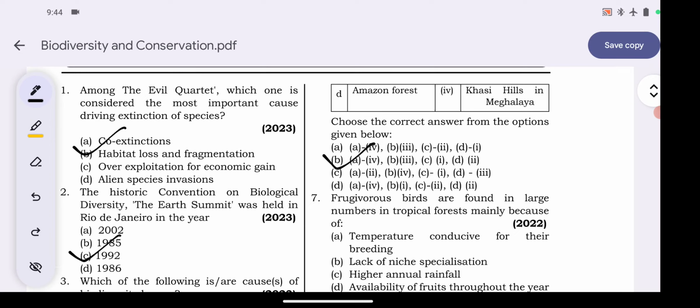Explanation. Khasi Hills in Meghalaya are sacred groves. Zoological Park is an ex situ conservation strategy. Amazon forest releases large quantity of oxygen. Nile perch is an alien species. So B option is the correct one.